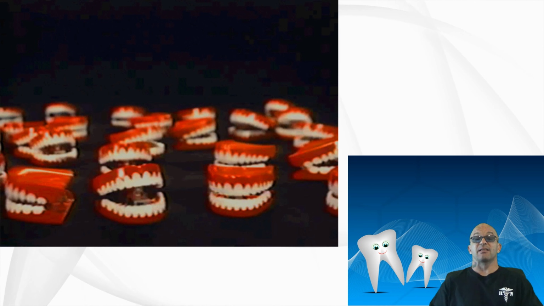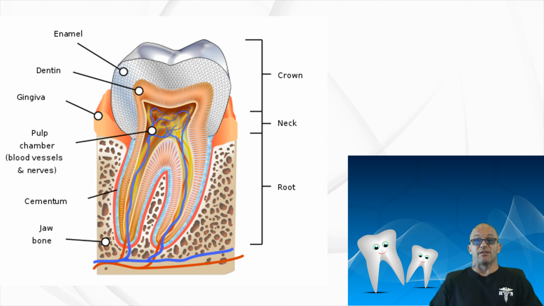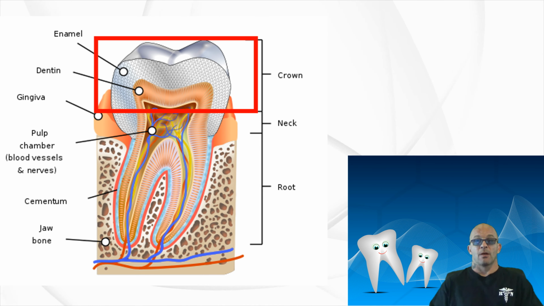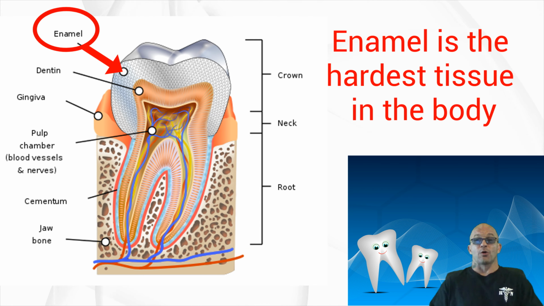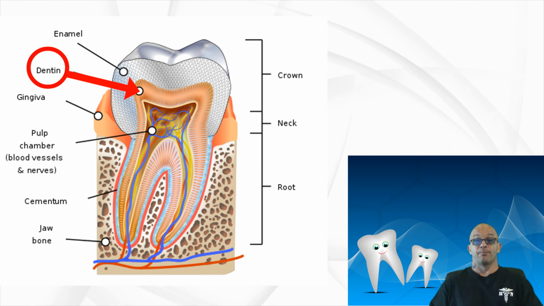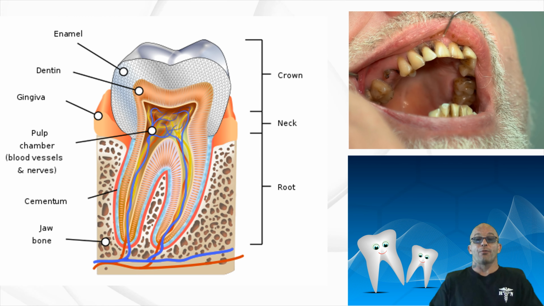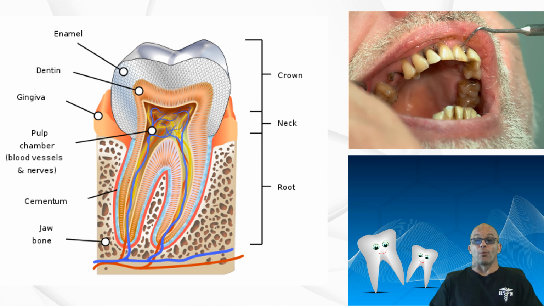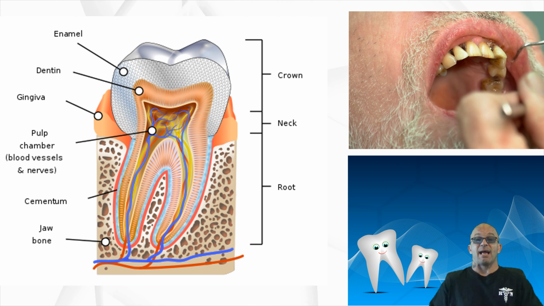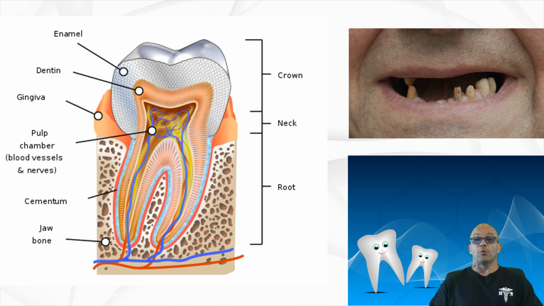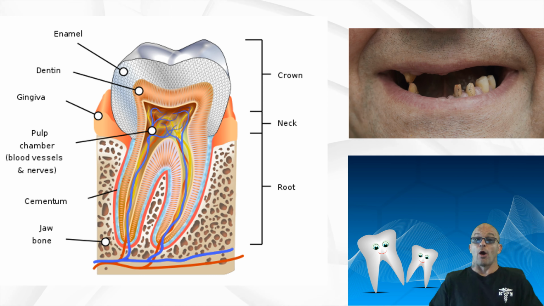Let's now discuss the teeth. The tooth is divided into three main parts: the crown, the neck, and the root. The crown is the visible portion. This is covered by the hardest tissue in the body called enamel. It is also made up of dentin and cementum. All three of these layers are at risk for dental caries, which can form permanent cavities in the teeth, causing them to become damaged and or lost.